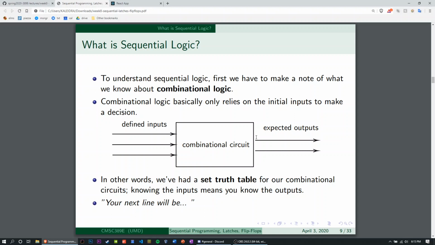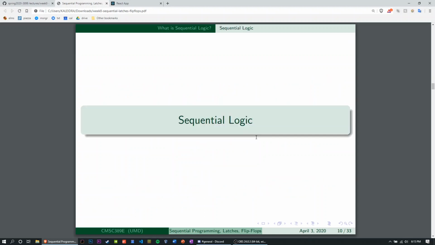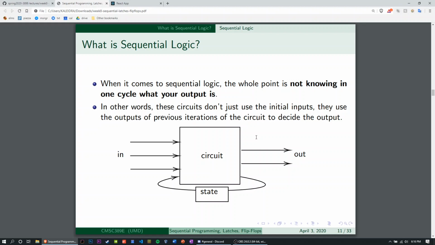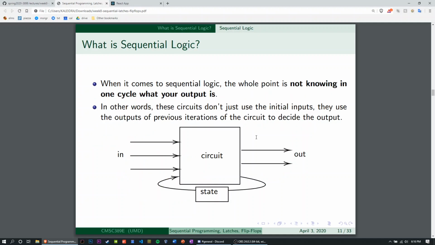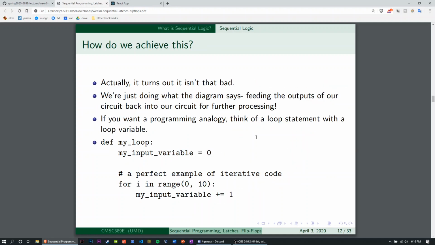But more often than not, we have to build circuits and represent logic in ways that are far more complex than this. So enter sequential logic, which is the topic of what we're going to talk about today. What is sequential logic? The whole point is not knowing in one cycle, one execution, where your output will be. In other words, the circuits you're building don't just use the initial inputs. They use the outputs of previous iterations of the circuit to decide the output. I know it's abstract when I talk about it this way, but on the next slide, it's not actually that bad. We're just doing exactly what this diagram says: taking the outputs of your circuit back into our input side for further processing.